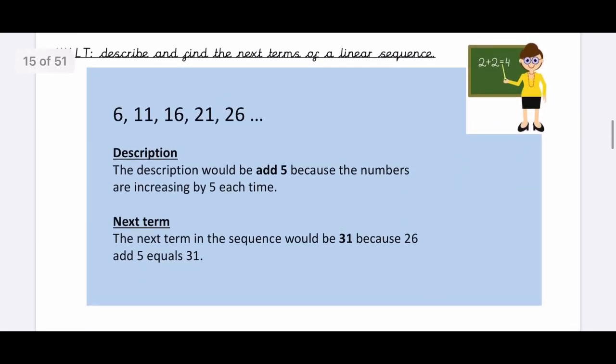So our first sequence is 6, 11, 16, 21, 26. So the description for this sequence would be add 5 because the numbers are increasing by 5 each time. So because they're increasing, that would make it an add, and the jump between each pair of numbers is 5. So the next term in this sequence would be 31 because 26 add 5 equals 31.